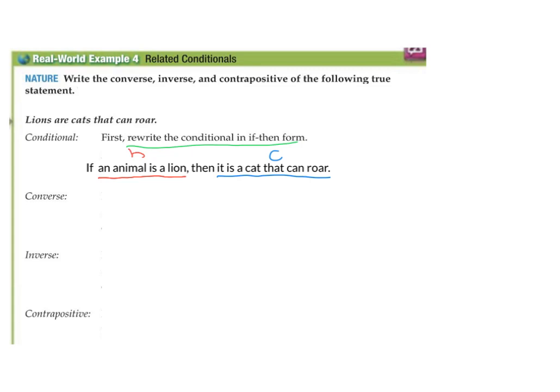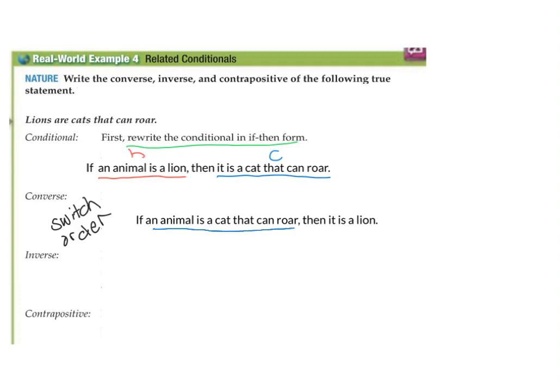Okay, so now for the converse, we switch the order. So I'm just going to write switch order as a mental note that I know my conclusion will become my hypothesis and my hypothesis will become my conclusion. So now I will have, if an animal is a cat that can roar, then it is a lion. So notice the only thing that changed was the order of the hypothesis and the conclusion.